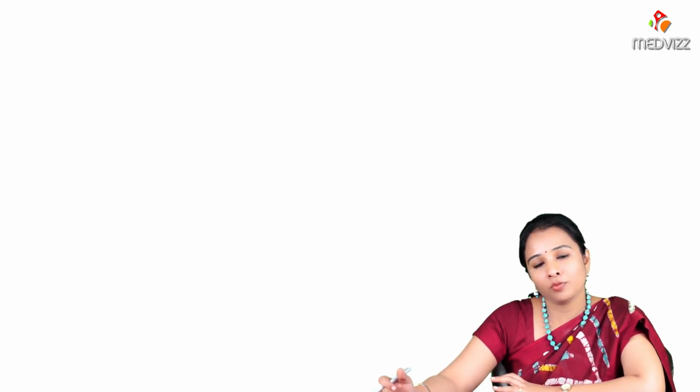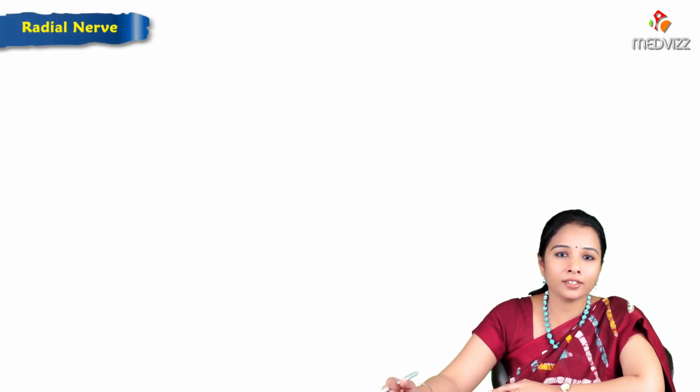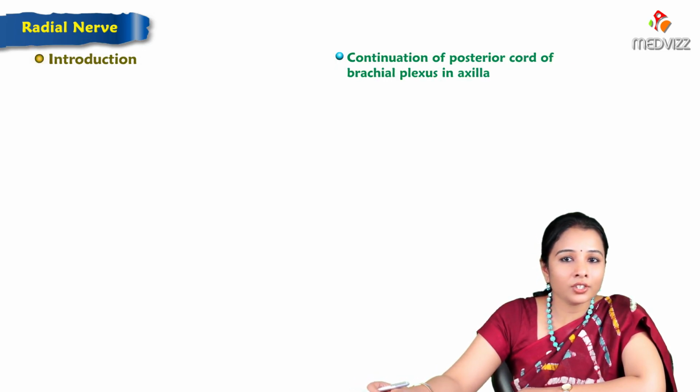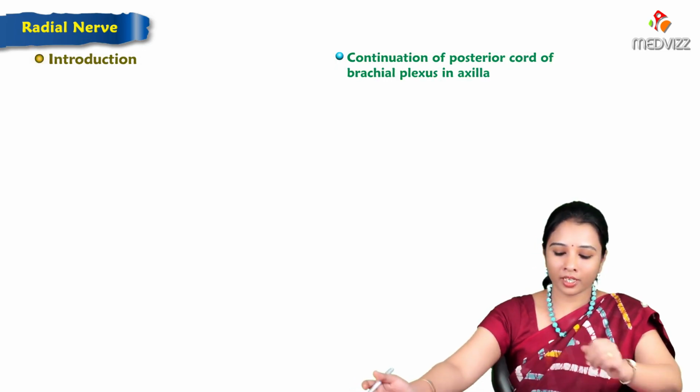Dear students, if you all remember when we studied the posterior compartment of the arm and the posterior compartment of the forearm, the nerve of these compartments is the radial nerve. So injury to the radial nerve makes a gross difference because all the posterior compartment muscles, either directly or indirectly, are supplied by the radial nerve. If we see the origin of the radial nerve, it is the continuation of the posterior cord of the brachial plexus.